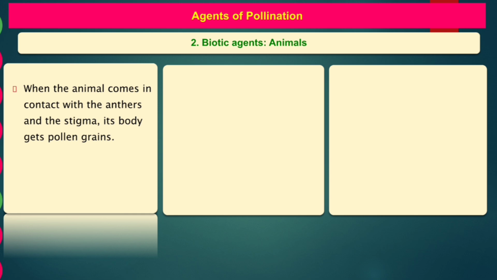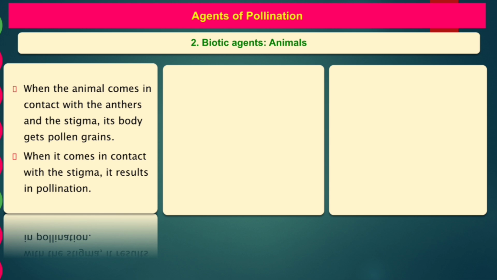Okay, in this case, what actually happens? When the animals come in contact with the anther, the stigma or its body gets pollen grain. So when some animals, for example bees or any other animals, come and sit on the flower, the body of the animal will be stuck by the anther. When it comes in contact with the stigma, it results in pollination. Some plants provide safe places like floral rewards to lay eggs.